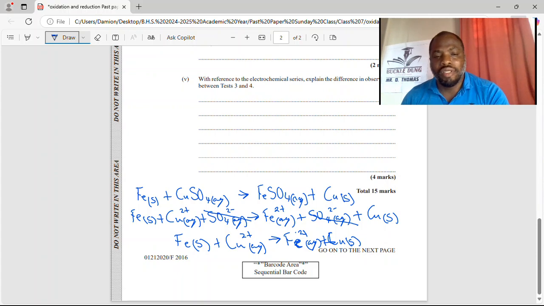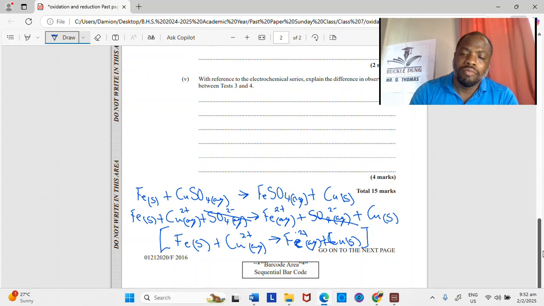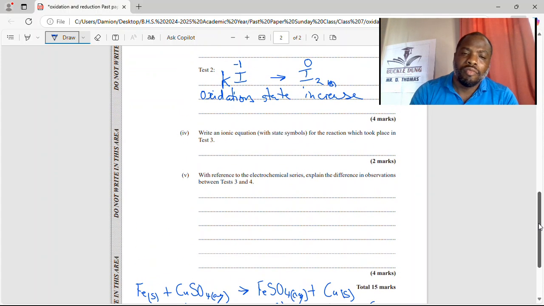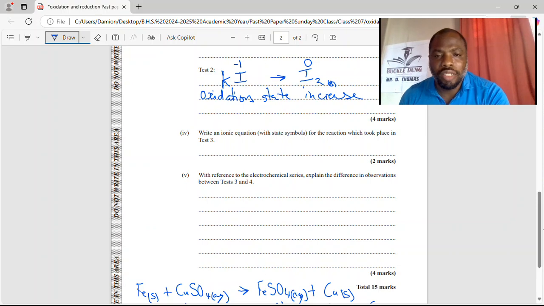And then, of course, you follow the concept: you break up all the aqueous compounds in the equation, you write back the solid, the liquid, and the gas as they are. And once you do your breaking apart, you would have eliminated the spectator ions, and then this is our ionic equation. Yeah? And of course, 2 marks, usually 1 mark for the correct state symbols and 1 mark for the correct balanced equation.